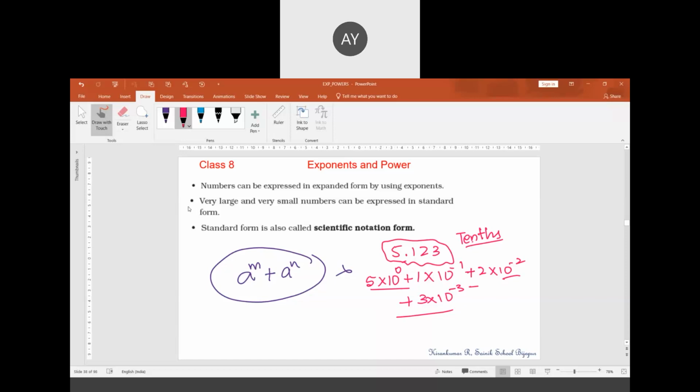Coming to this point, very large and very small numbers can be expressed in standard form. The standard form is also called as a scientific notation form. Okay, sir.